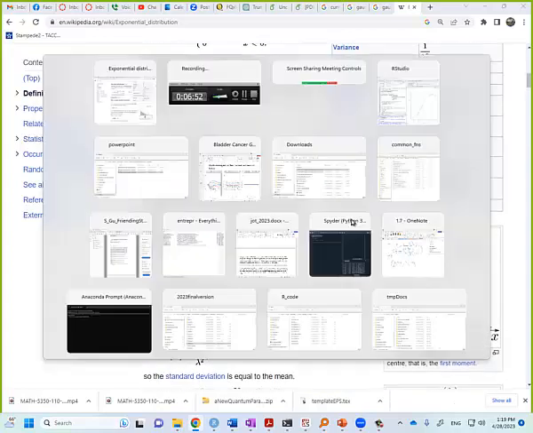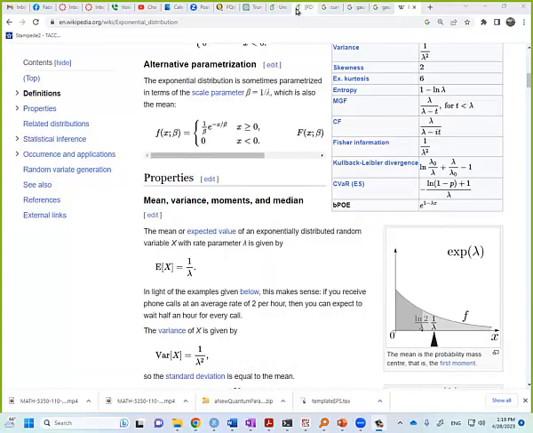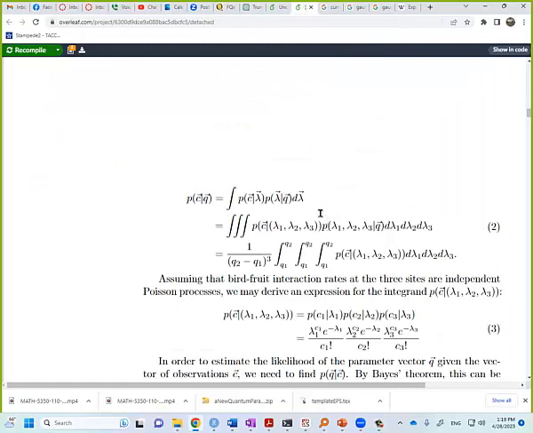Now we actually have 3 different measurements, so we have 3 different integrals. Why 3? Because we have 3 measurements in each region.